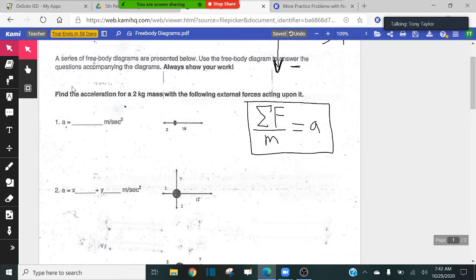So what are the sum of my forces here? Well, guys, if you have a positive 10 and a negative 2 when you combine them, what do you get, guys? Can anyone tell me? Or anybody want to put in the chat box? When you add up positive 10 with negative 2, what do you get?